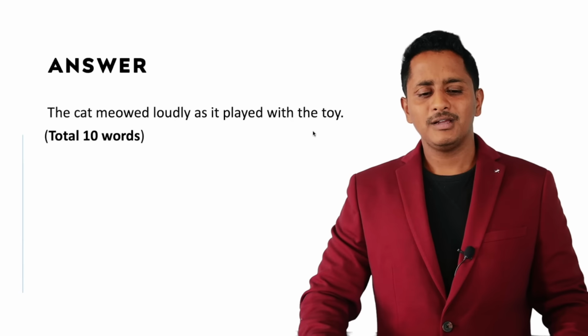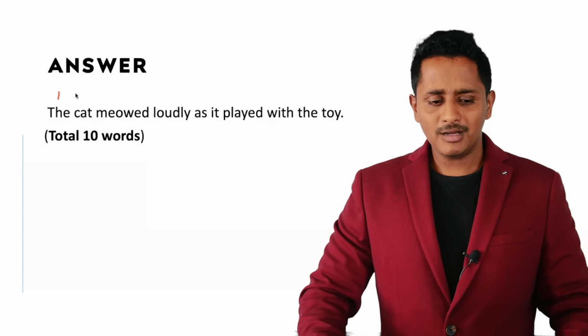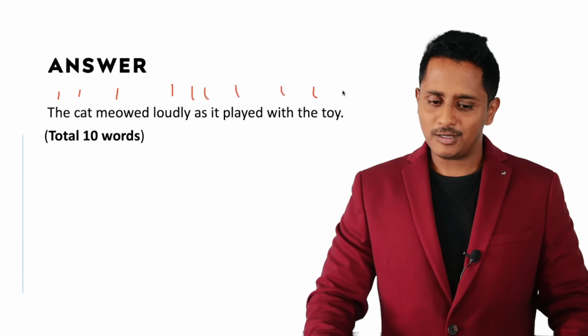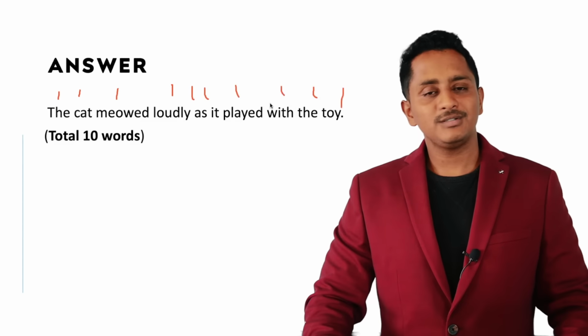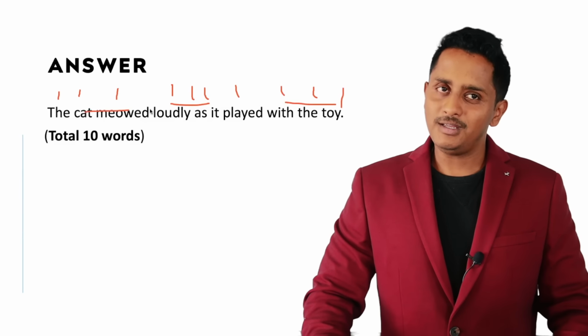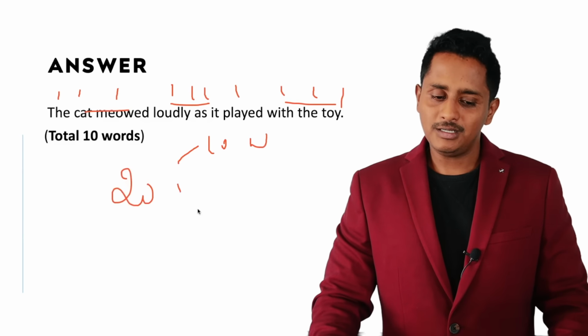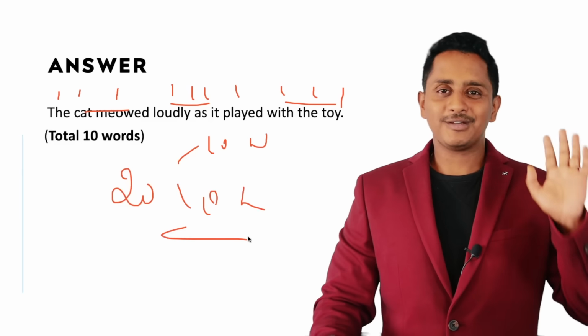You have to quickly write down. Every word will give you 2 marks. 1 mark to listening, 1 mark to writing. This is the answer: the cat meowed loudly as it played with the toy. You write this, there are 10 words, 4, 3, 3, 7 plus 3, 10. You will get 20 marks, 10 to writing, 10 to listening. That's all write from dictation is.